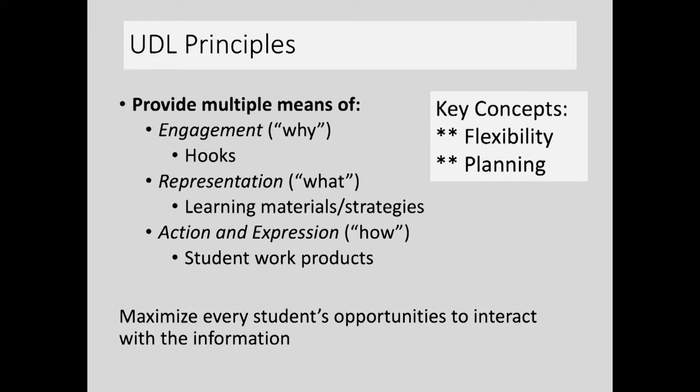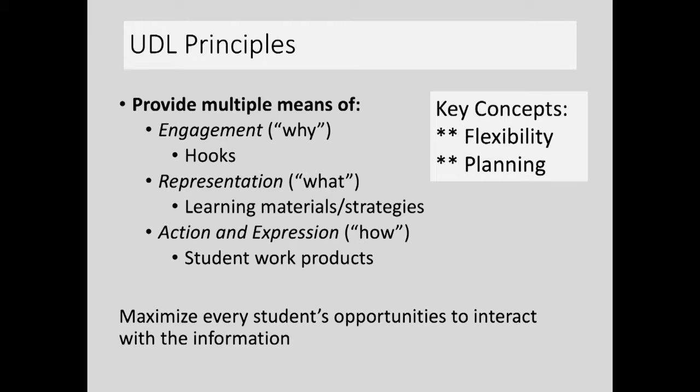The second is multiple means of representation. This is the what. These are your learning materials. These are your teaching strategies, the way you present your information. And the third one is multiple means of action and expression. This is the how, the student work products, the ways that they show you that they've learned.